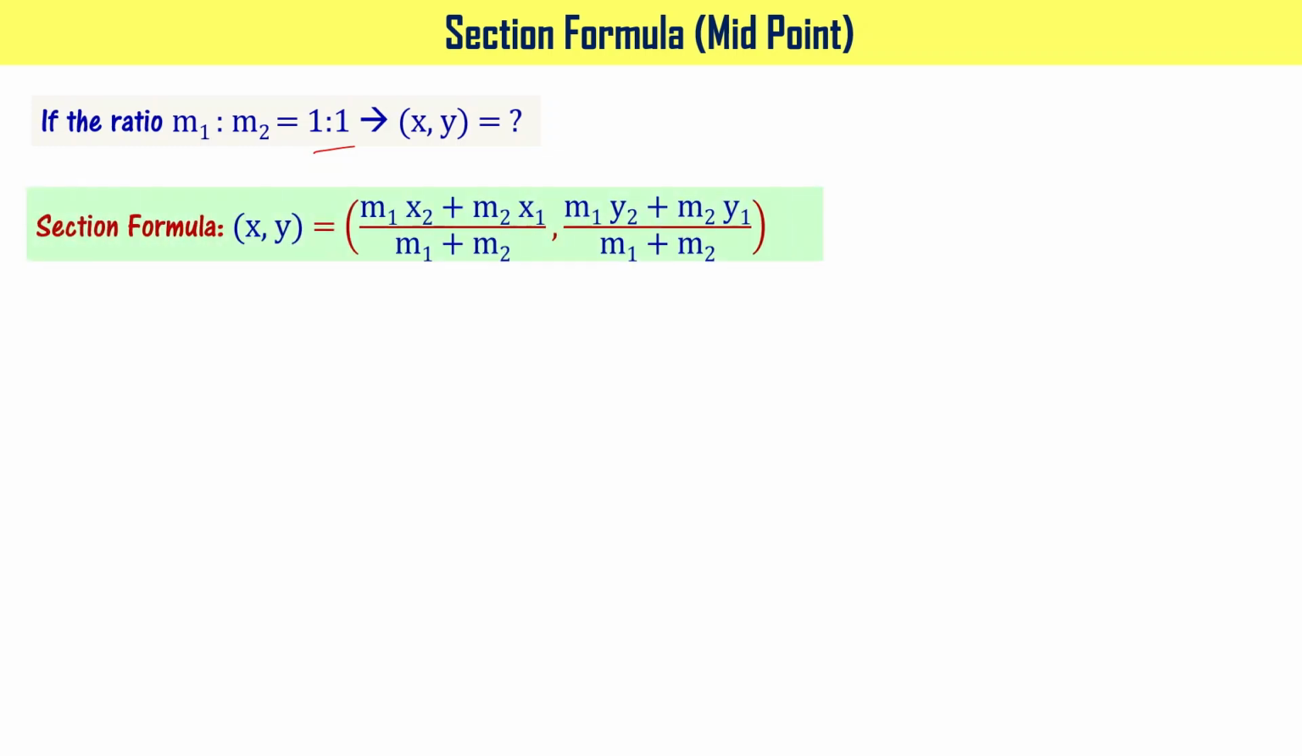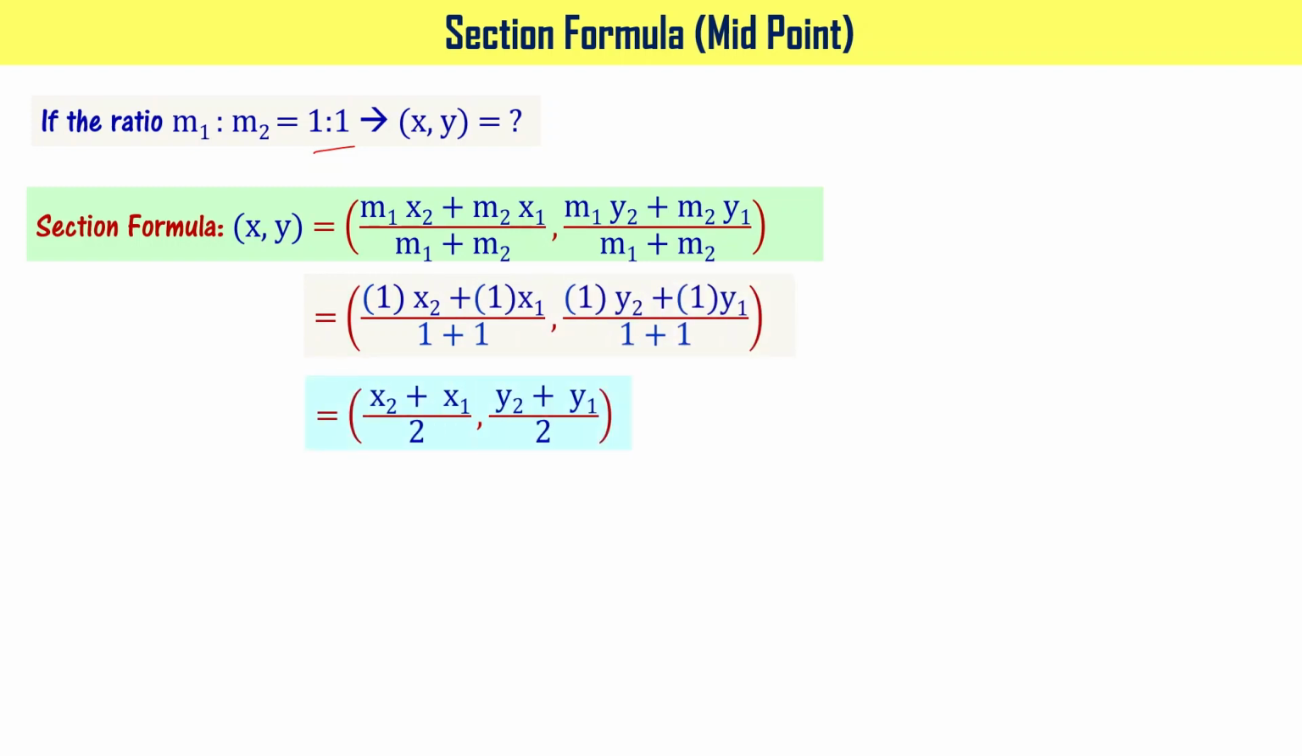The section formula we have already. Let me substitute m1 equal to 1 and m2 equal to 1 into this particular equation and simplify, such that I can get x comma y equal to x2 plus x1 divided by 2, y2 plus y1 divided by 2, right?